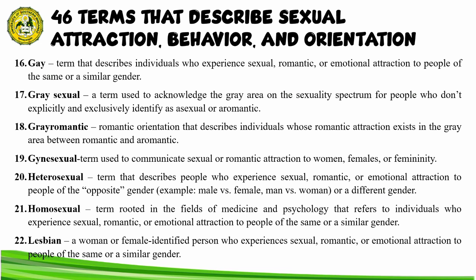Next, we have the gray romanticism or gray romantic. Gray romantic is a romantic orientation on the aromantic spectrum that describes people who experience romantic attraction rarely, not at all, or under specific circumstances. Gray romantic people may experience romantic attraction to a certain degree, but they may not experience it in the same way or to the same intensity as non-gray romantic people.